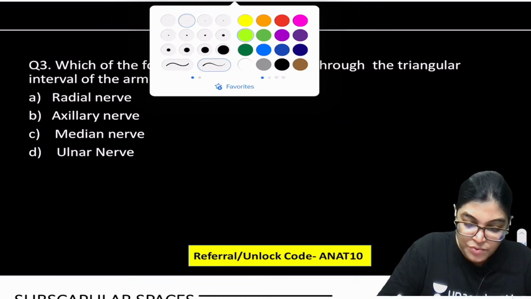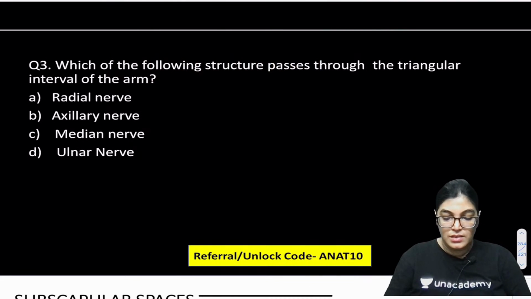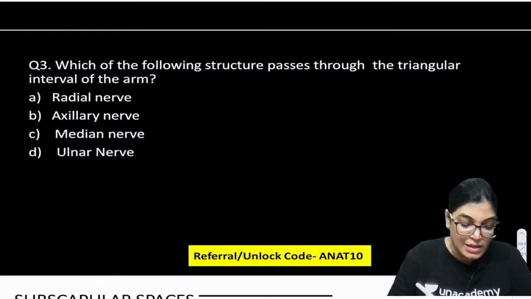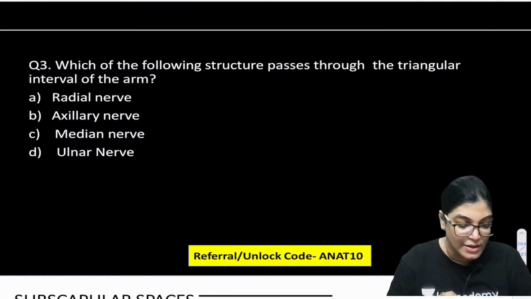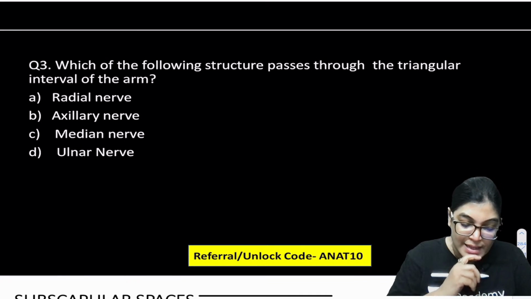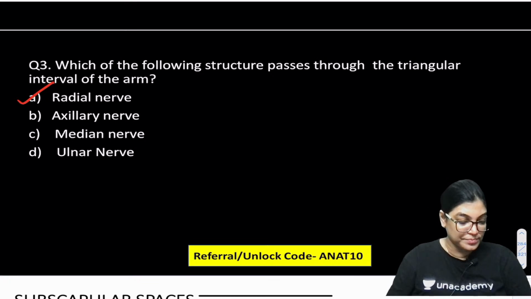Okay, so waiting for the answers. Triangular, actually the question is directly asking you the interval which we see in the scapular region. So here the correct answer is the triangular interval. Which of the following structures passes through the triangular interval of the arm? The correct answer here will be radial nerve. A is the correct answer, radial nerve.